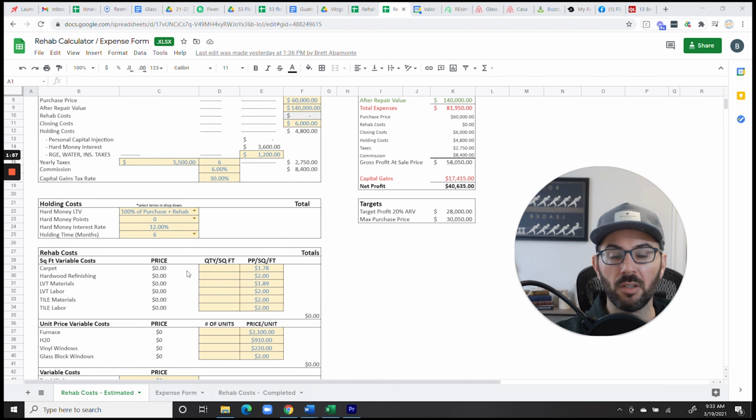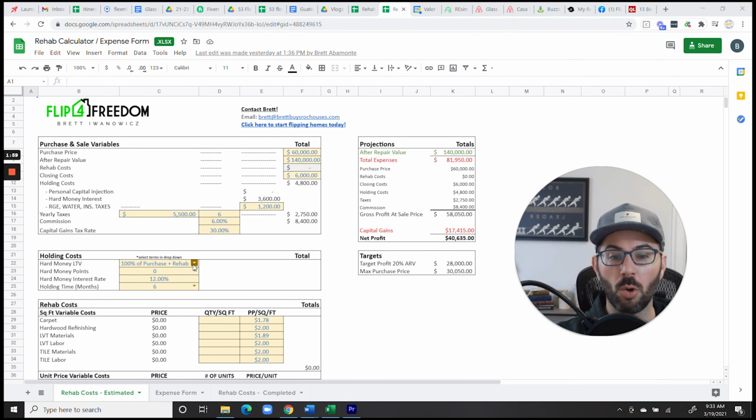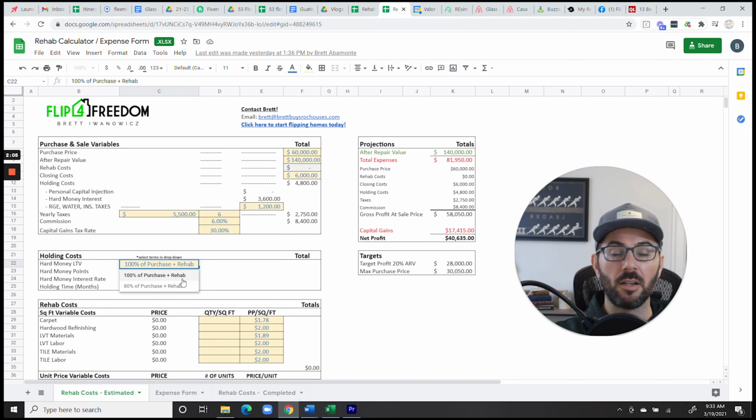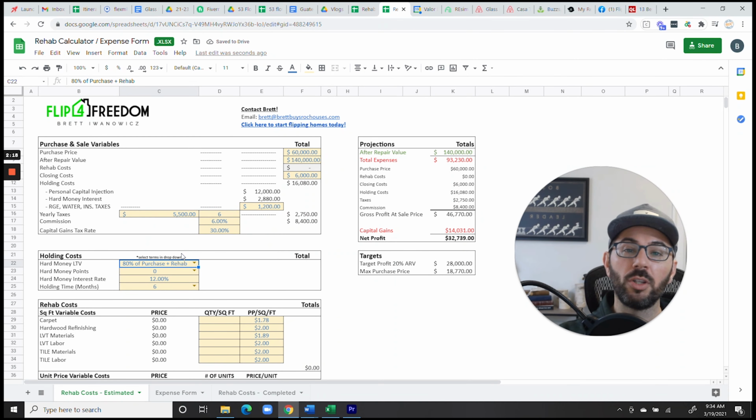So what's really cool is I have a couple different options for your holding costs, which is 100% of the purchase price plus rehab, which, if you have relationships with lenders, I'm getting my purchase and rehab financed 100%, and I get that at closing. Sometimes it's broken up into different draws. If you're a newer investor, a lender may only give you 80% of the total cost of that project.